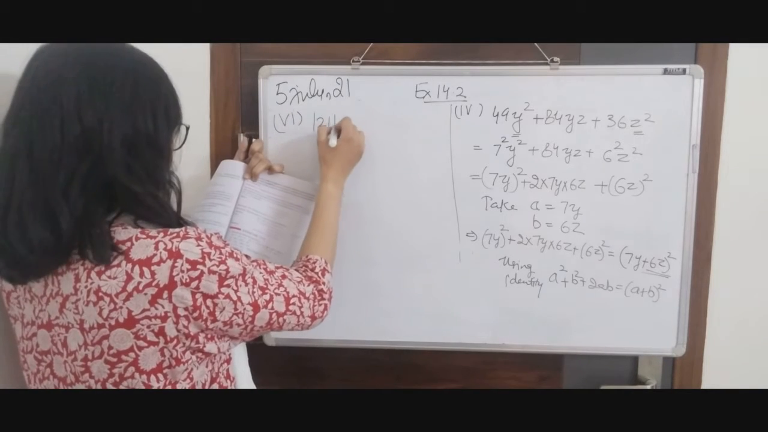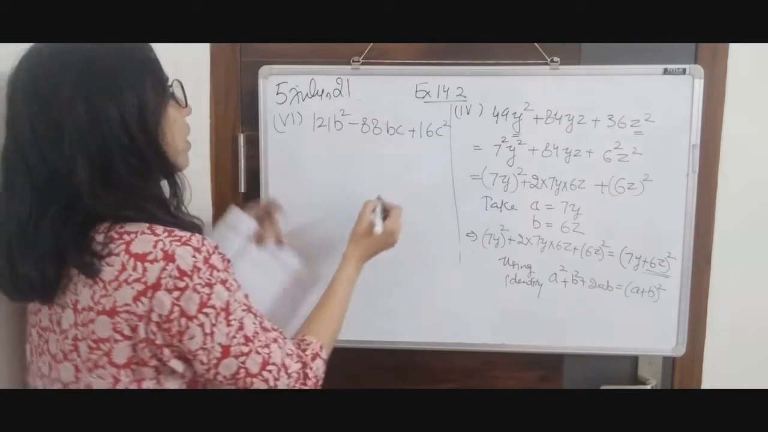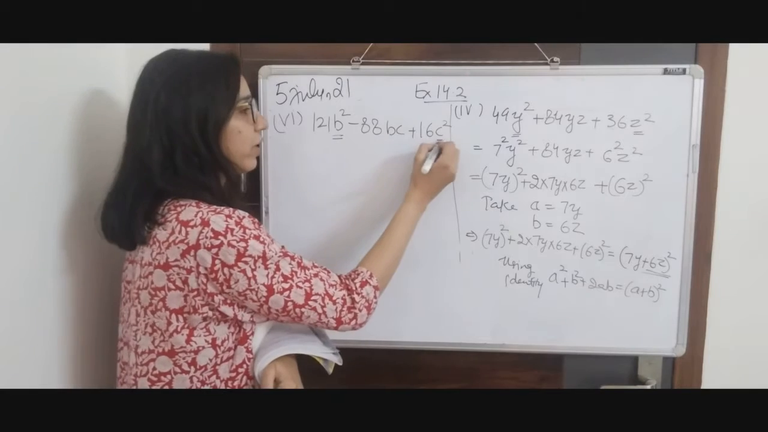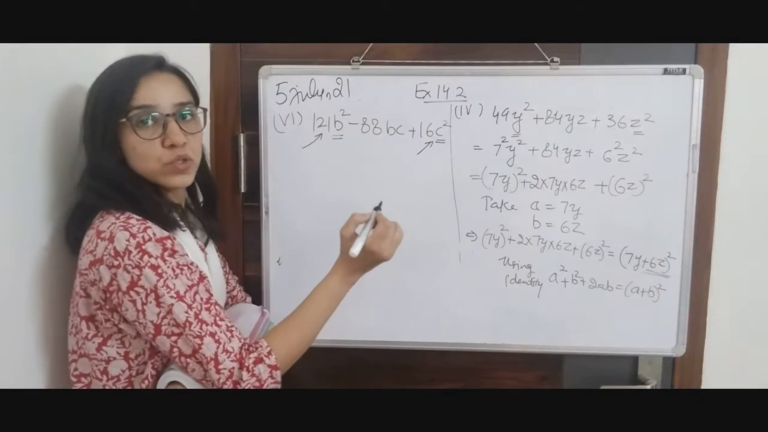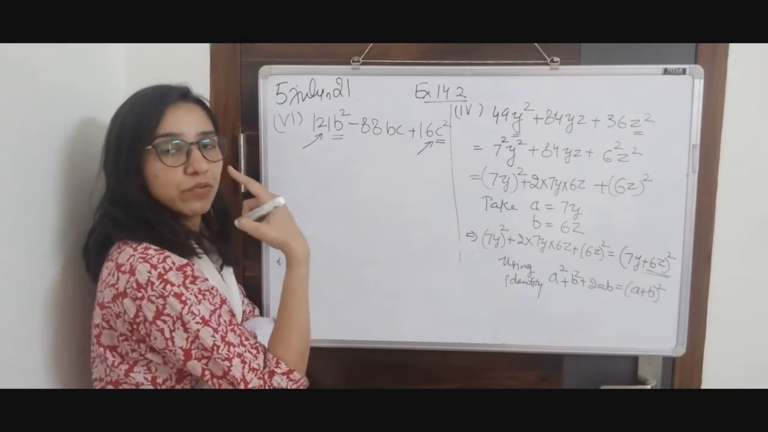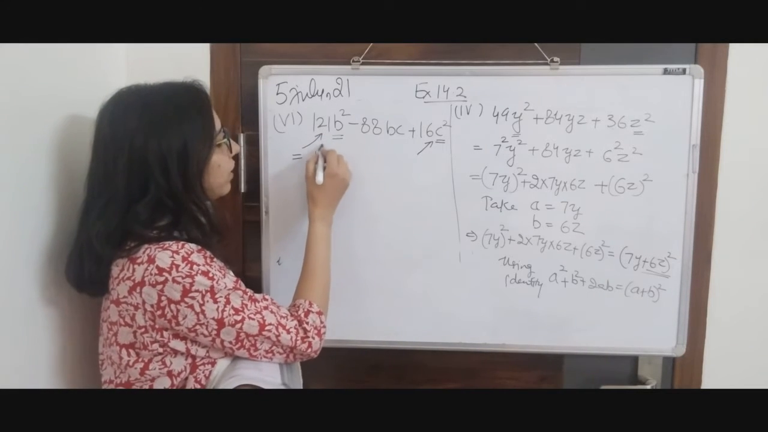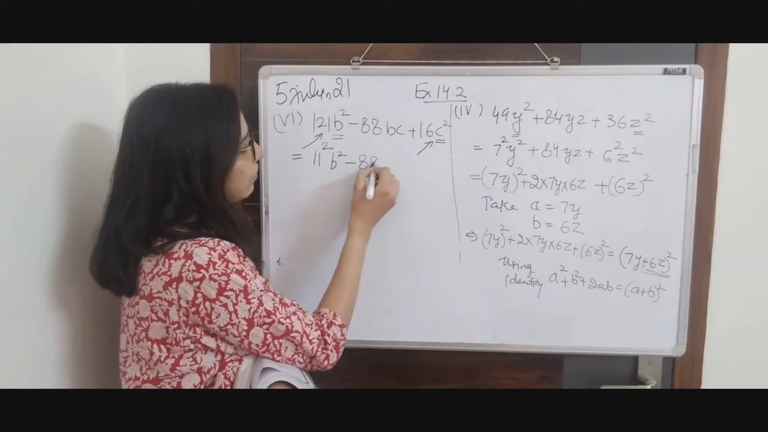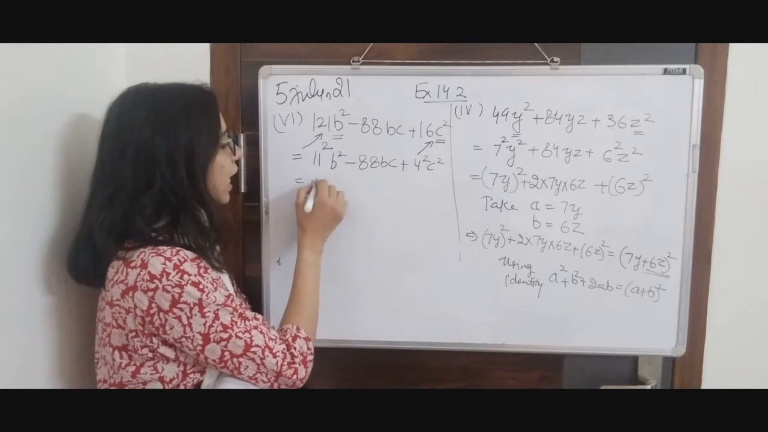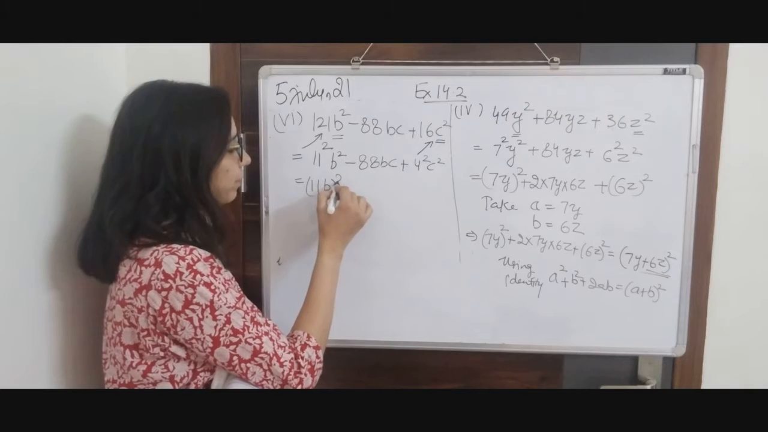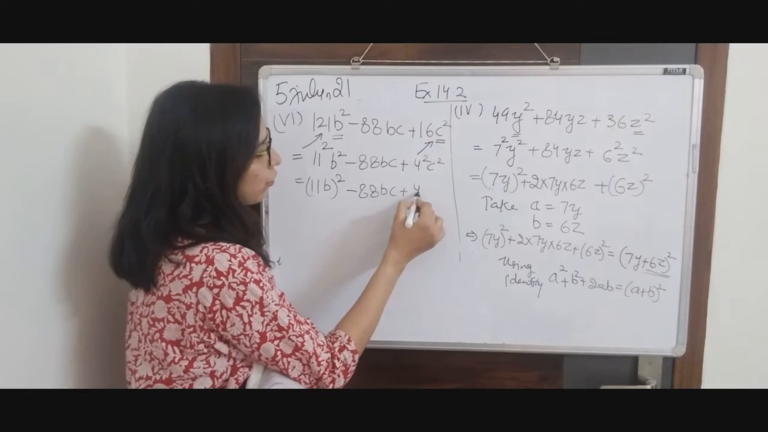The sixth one is 121b square minus 88bc plus 16c square. I can see that here we have a square and here we have a square. We will try to write these numbers in square form. So 121 we know is 11 square, b square, minus 88bc I will write as it is, and this is 4 square, so 4 square c square. In other words, you can write it as (11b) whole square minus 88bc plus (4c) whole square.